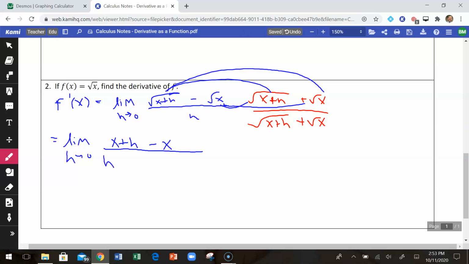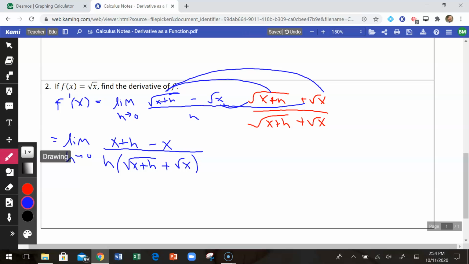On bottom, I'm going to leave it as h times the square root of x plus h plus the square root of x. Alright, so now what can I do? Well, on top, my x and negative x will cancel each other out. After doing that, the only thing I have left on top is h, which means I can cancel that with the h on the bottom, and I can just put a 1 on top, right? H over h simplifies to 1 over 1, so that's why you need to put a 1 there.